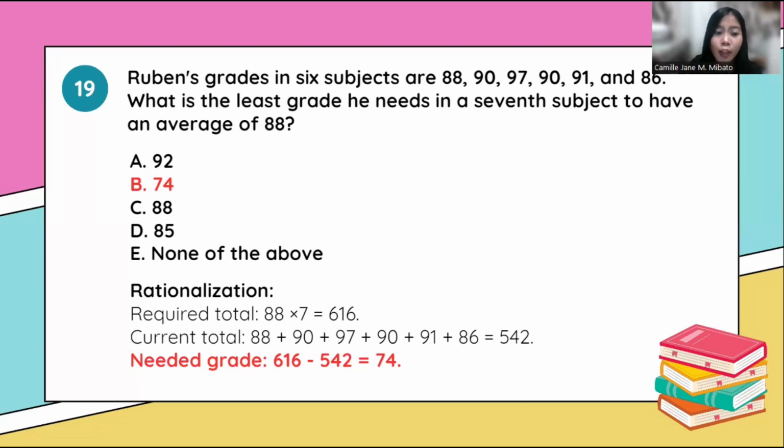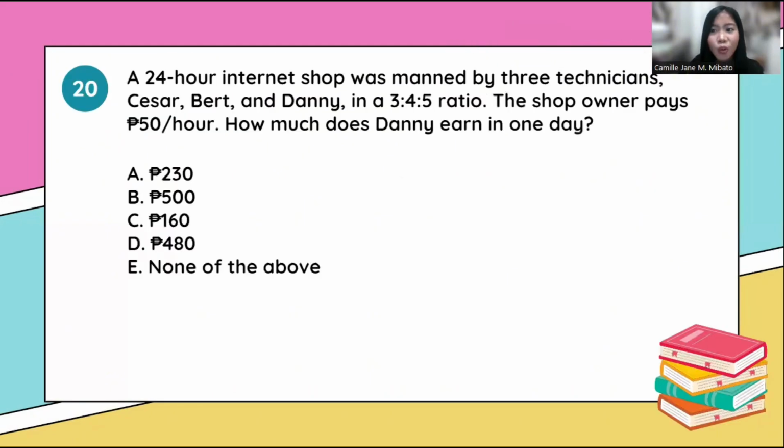Sa pagkuha, di ba, ang required total is 616. So 616 minus 542, ang 542 is gikan sa total sa 6 ka subjects. So 616 minus 542 is equal to 74. That is why the correct answer is letter B, 74. Okay? Okay, for the 20th question.